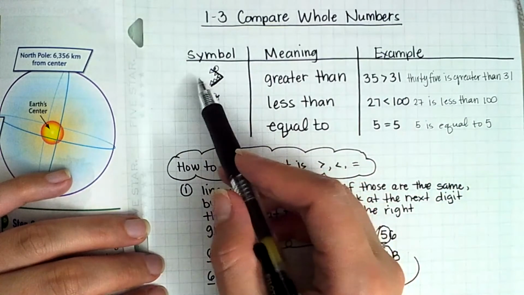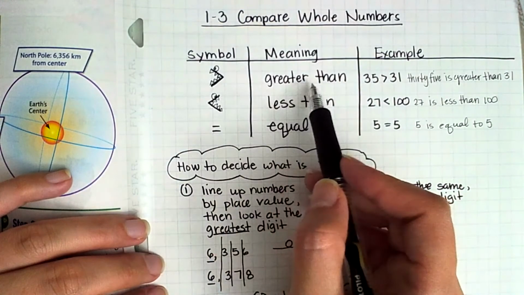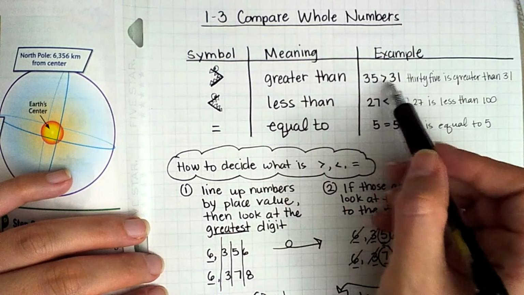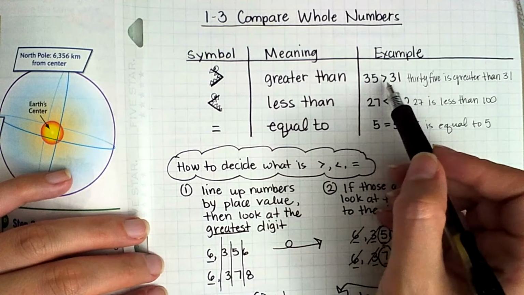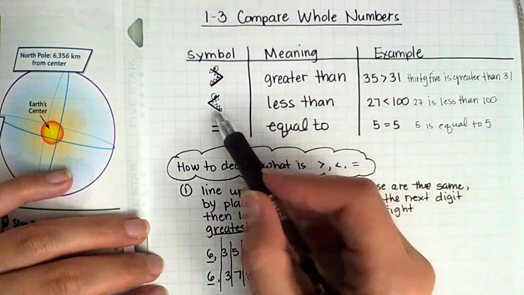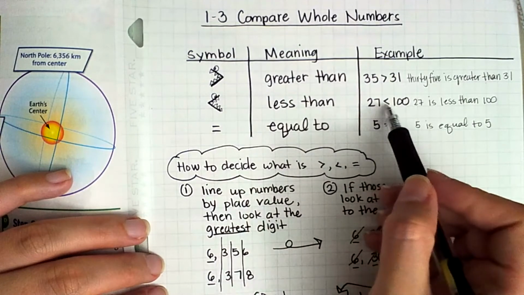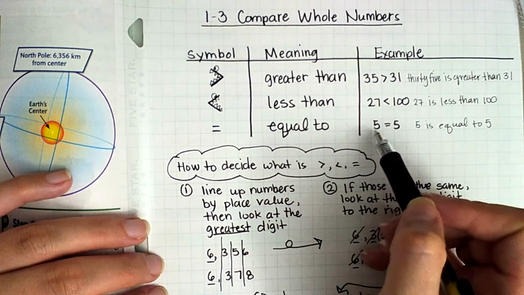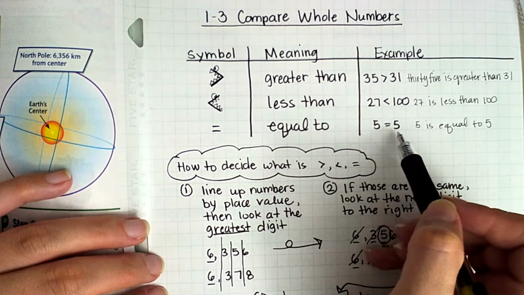So when it's open to the left, we read it as greater than, and we write it out like this. So for example, 35 is greater than 31, and that's how you read it. 35 is greater than 31. For this symbol, we can say 27 is less than 100, or 5 is equal to 5.